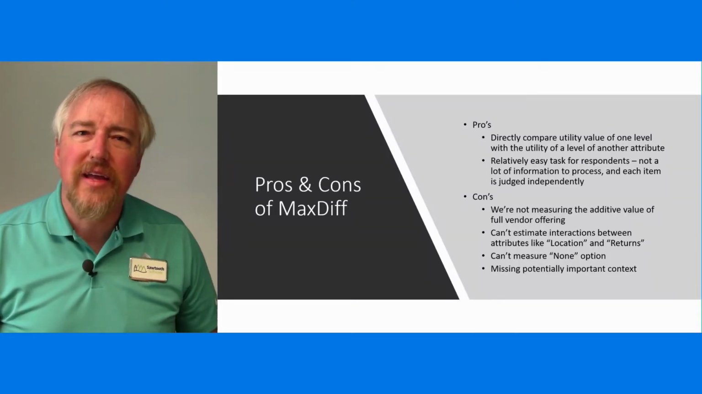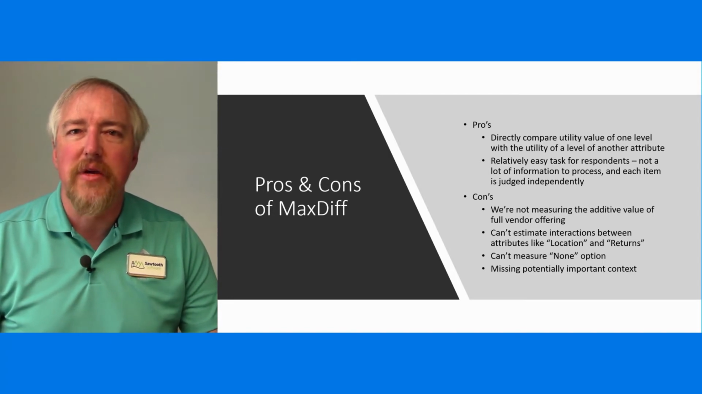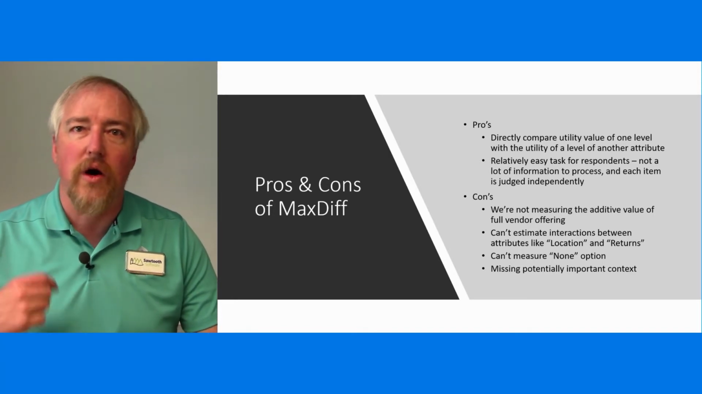So one is that we're not measuring the additive value of the full vendor offering. We can't say what happens if it has free shipping and it's located locally, right? All we're going to know is that free shipping is the most preferred thing, and available locally might be the third most preferred thing. We also can't easily estimate interactions between things, because things were chosen one at a time.